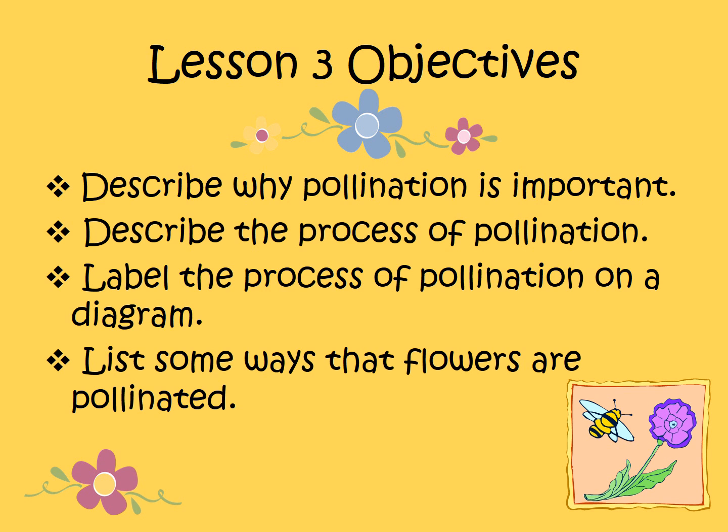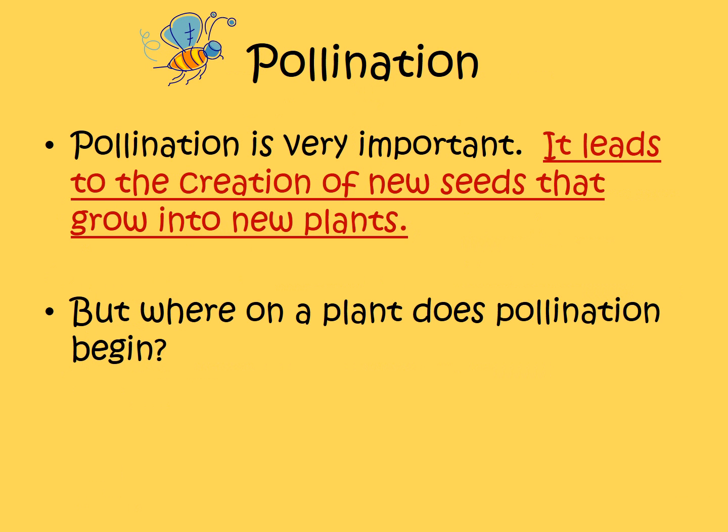Here are our goals for lesson 3. First, you will learn to describe why pollination is important. Then, you will learn about and be able to describe how pollination happens, the process of pollination. After that, you will be able to label the process of pollination on a diagram. Last, you will list some ways that flowers are pollinated. So let's start to talk about pollination.